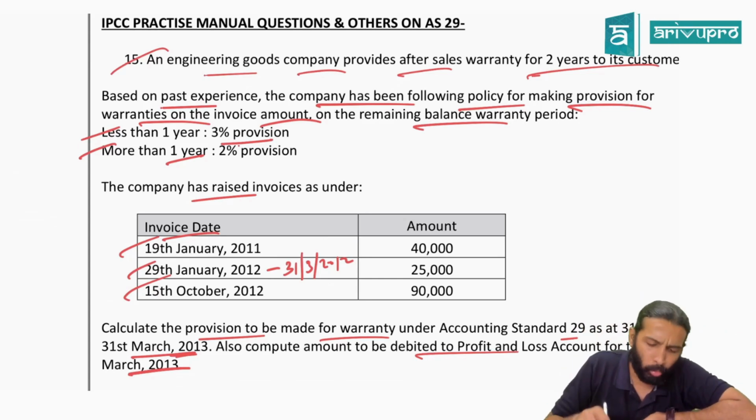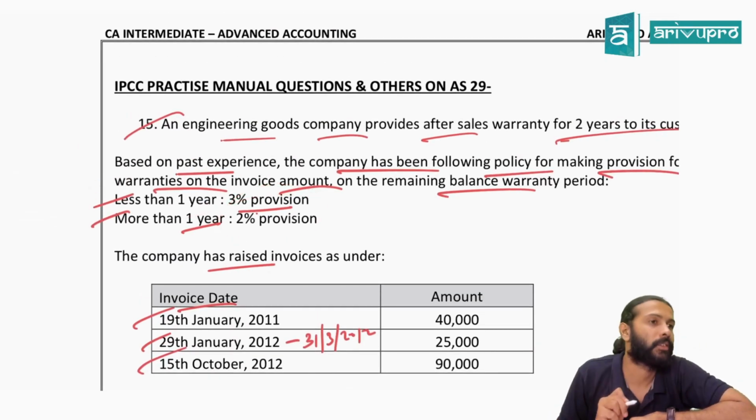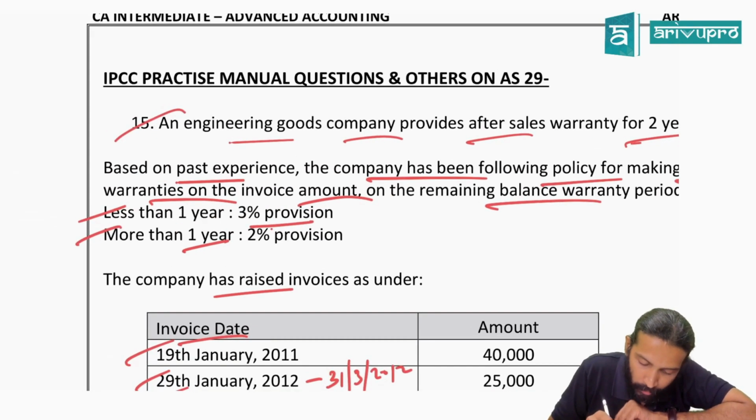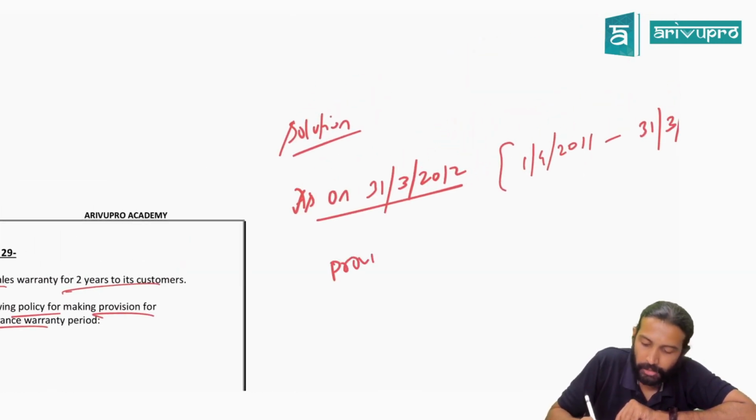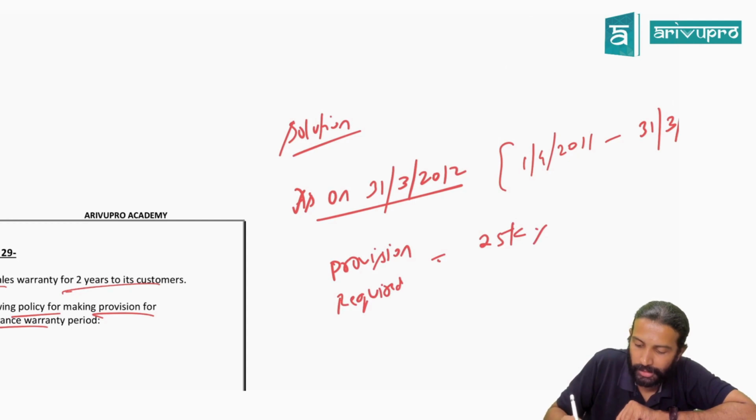That means it is more than 1 year or less than 1 year, sir. This is less than 1 year. Yes, no. For less than 1 year, how much provision are they making in this company, sir? 3%. What is the invoice amount? 25,000. So the provision will be how much, sir? Provision required will be what? Since this 25,000 sales was less than 1 year, your provision required is 3%.